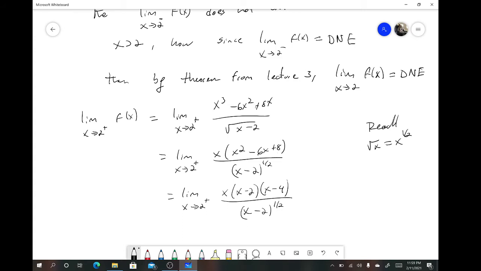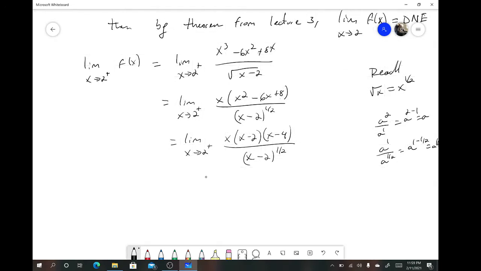Now, I'm going to do this on the side. If you have, let's say, a to the power 2 divided by a to the power 1, by rules of exponents, this is the same thing as a to the 2 minus 1, which is just a. Similarly, if I have a to the power 1 divided by a to the power 1/2, then this is going to be a to the 1 minus 1/2, which equals just a to the 1/2. So that's what's going to happen here.